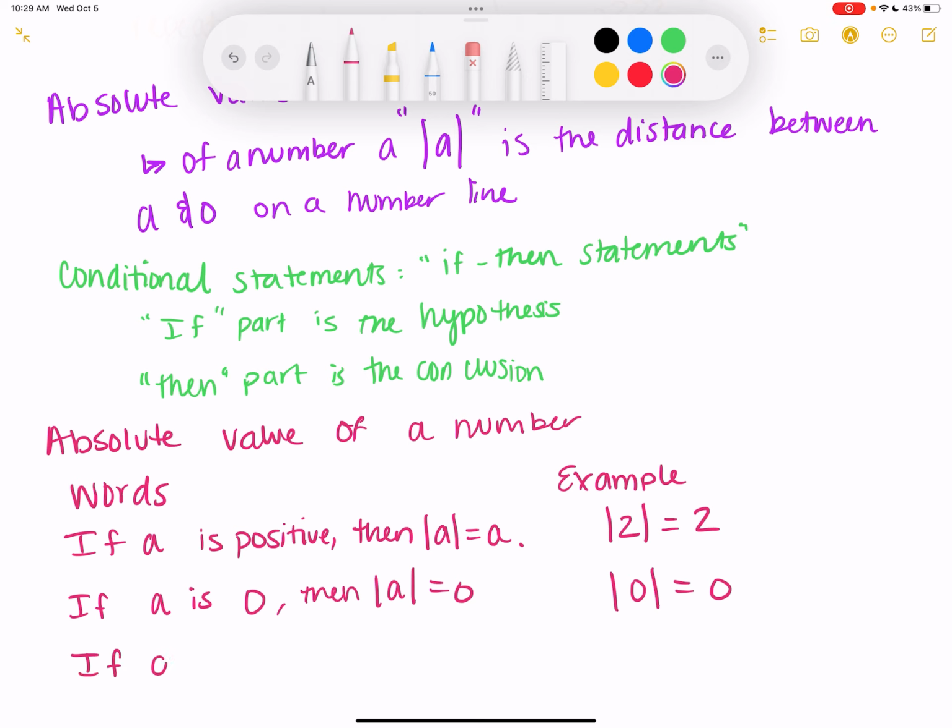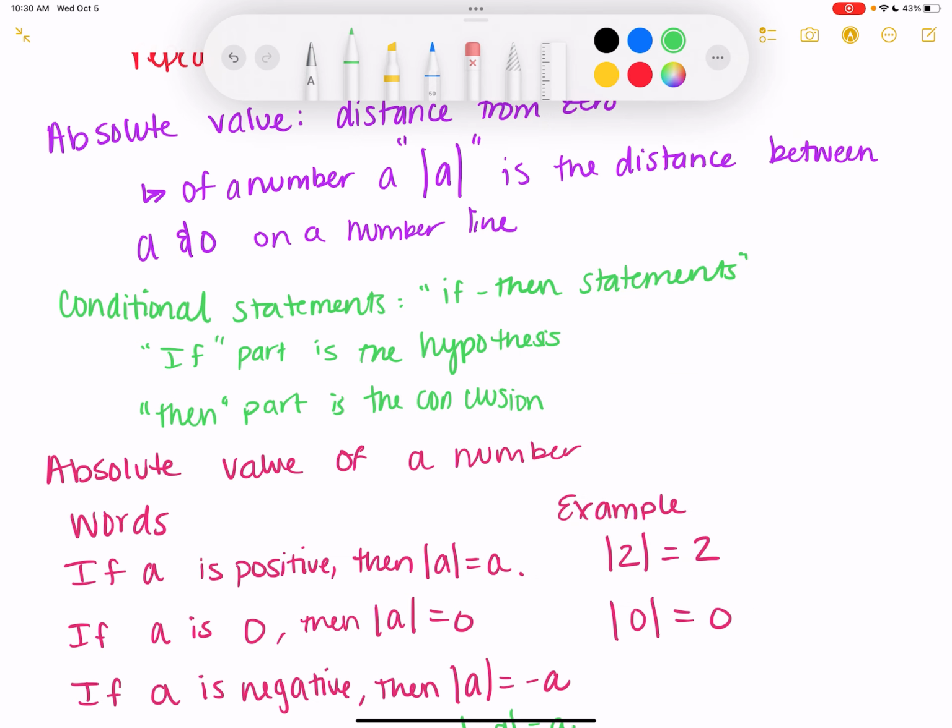And then lastly, if A is negative, then, this is a little bit misleading, the absolute value of A is equal to negative A. But I would say that this really should be the absolute value of negative A is equal to A is really how that should be written, for it to not be so confusing.